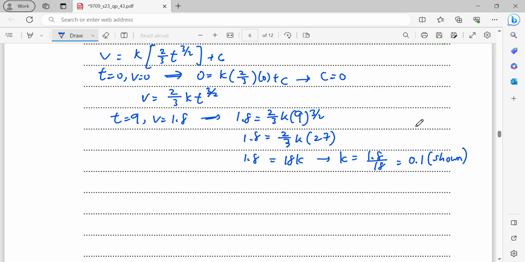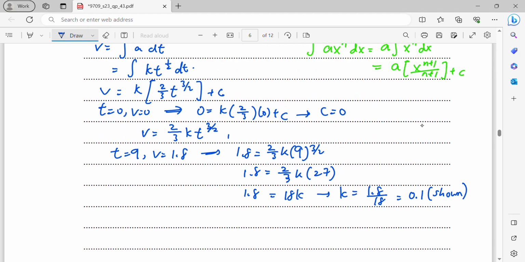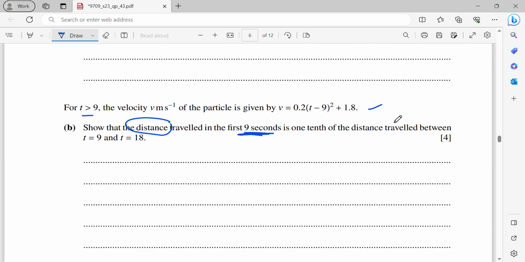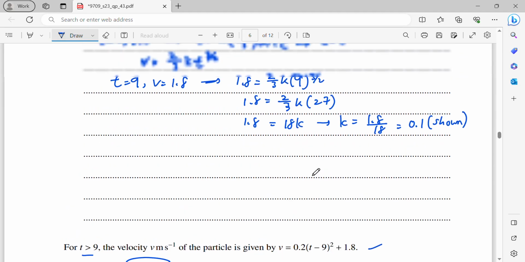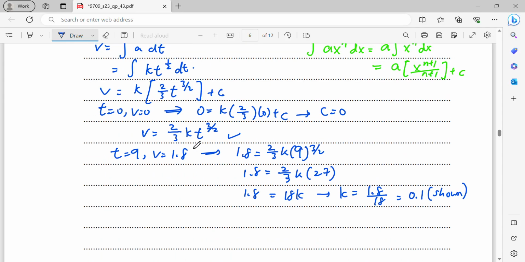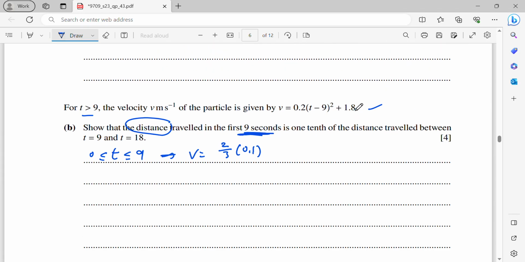So now my v is going to be 2 over 3 kt to the power of 3 over 2. So now I need to integrate this. So from 0 to 9 seconds, my 2 over 3 k is 0.1. Okay, 2 over 3 k is 0.1, t to the power of 3 over 2.